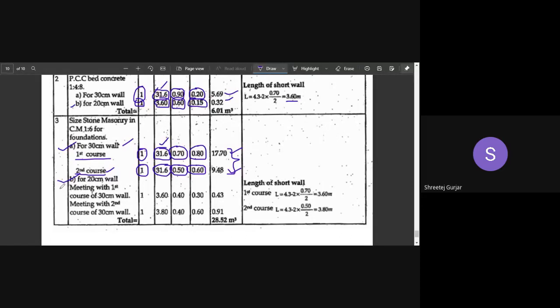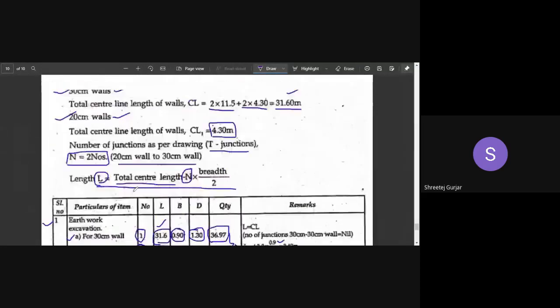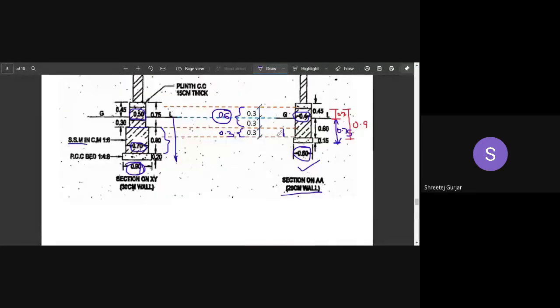So meeting with first course of 30 centimeter wall, that is where, same thing that I've explained, this part, right? This part is your first step. So how much of your first step is meeting with your 20 centimeter wall? Only this part is meeting, right? Only this part, only 0.3 meter height of your first step is meeting.